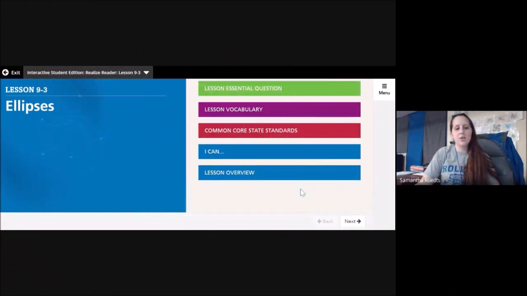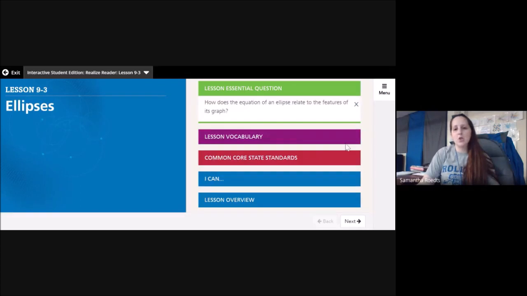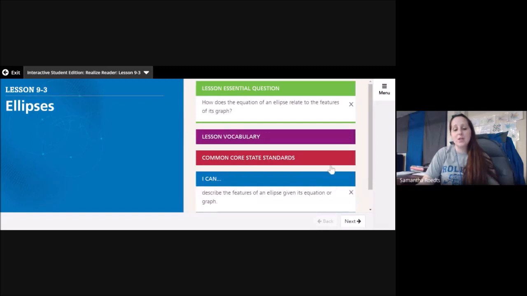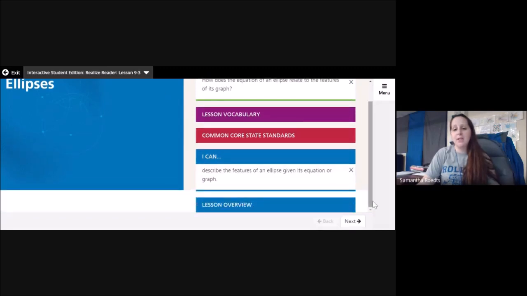Right, this is Unit 9, Lesson 3, Ellipses. Our lesson essential question is, how does the equation of an ellipse relate to the features of its graph? At the end of this lesson, you'll be able to describe the features of an ellipse given its equation or graph.